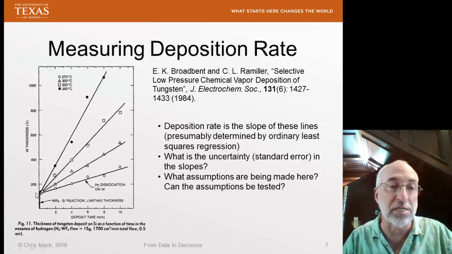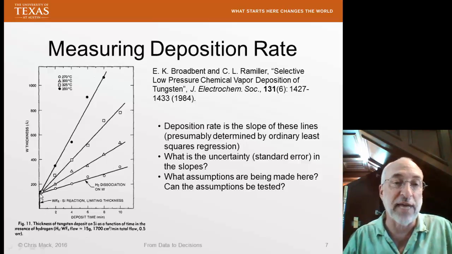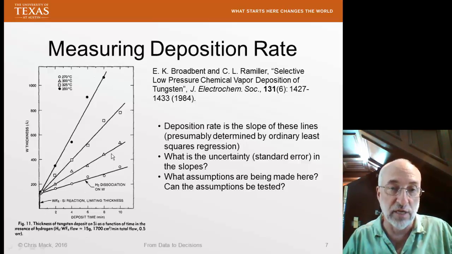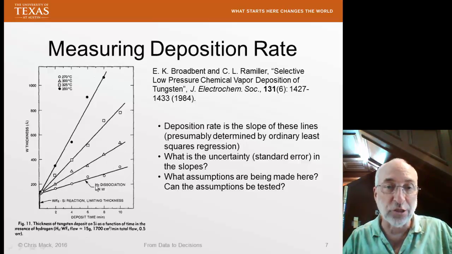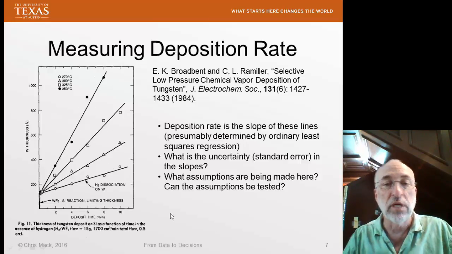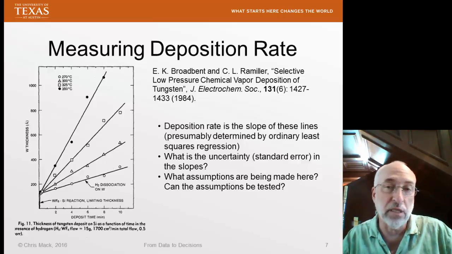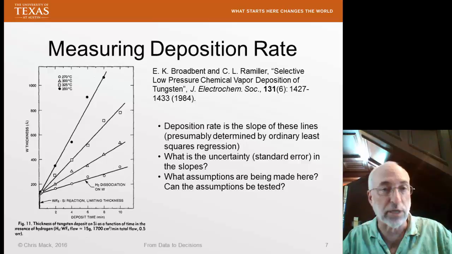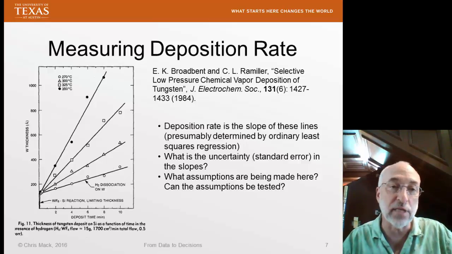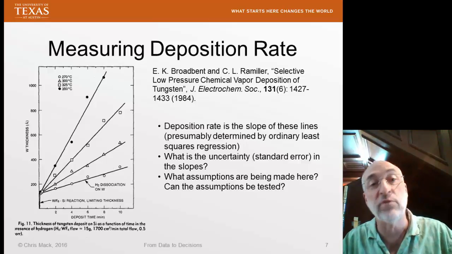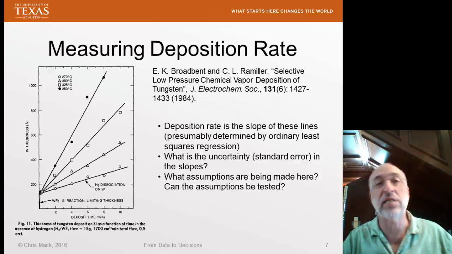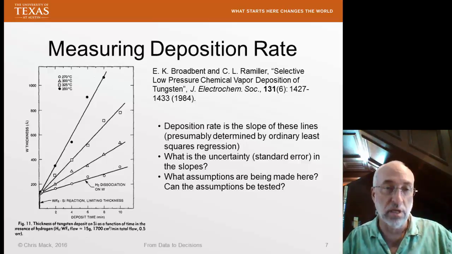So we have an initial mechanism of depositing material that's much faster, and then it slows down to this H2 dissociation limited deposition rate. And then the slopes of these curves are assumed to be the deposition rate. So we do a best fit, probably an ordinary least squares regression, although it's not mentioned in the paper exactly how they did it. They extract a slope. They say that's the deposition rate. What's the uncertainty in these slope values? Well, that becomes the uncertainty in the deposition rate that's used in the next analysis.